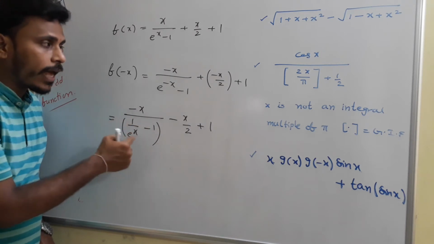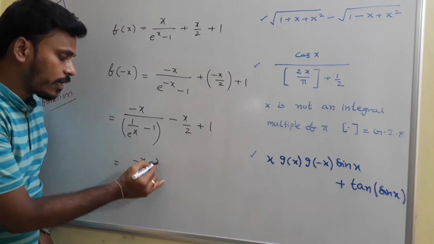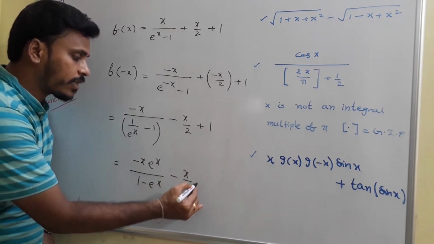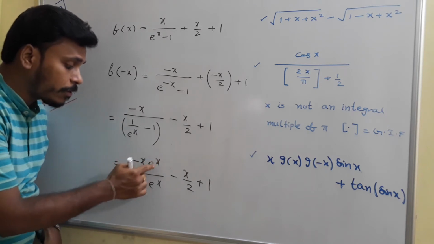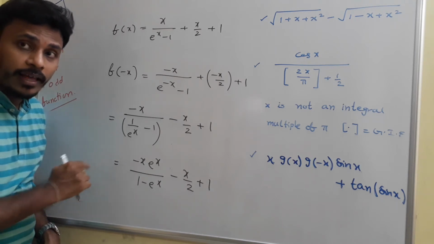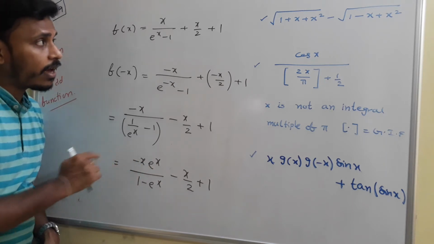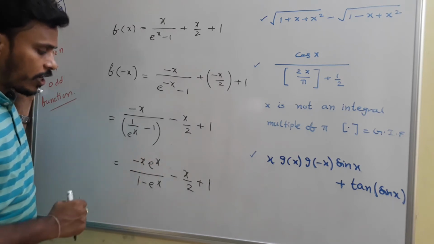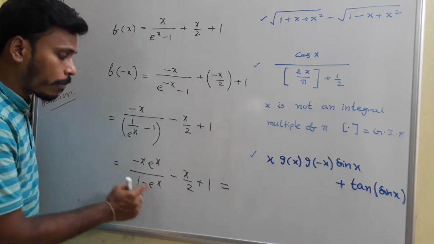Now if you take the LCM here, e power x moves up. So minus x e power x divided by 1 minus e power x, minus x by 2 plus 1. Just have a look, this minus x e power x by 1 minus e power x can also be written another way. If you take x common, for this minus e power x, I will add 1 and subtract 1. This is equals to minus x e power x by 1 minus e power x.